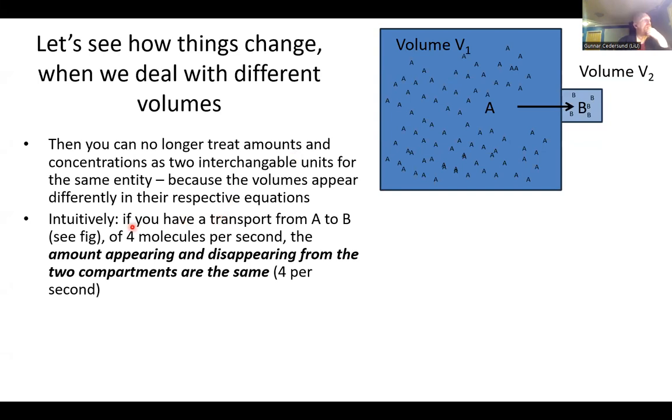So, intuitively, if we have a transport from A to B, as we do here, of 4 molecules per second, just to make it as concrete as possible to get the intuition in place, the amount appearing and disappearing from the two compartments are the same. So let's have a look here. We have lots and lots of A's here, and each second, 4 of these will move from this compartment and appear here. So let's look at it again. Four of them move here and appear here. So they were called A here, and now they are called B in the other compartment. Okay, so that's why if you count the molecules, if you work with amount, then this is at the start easier.